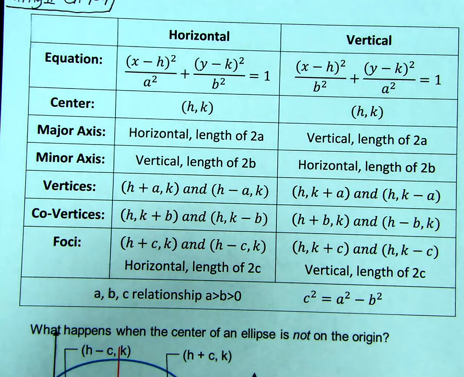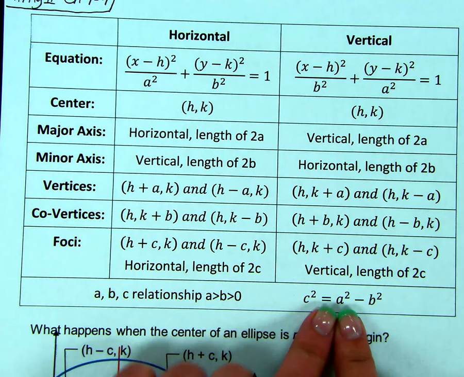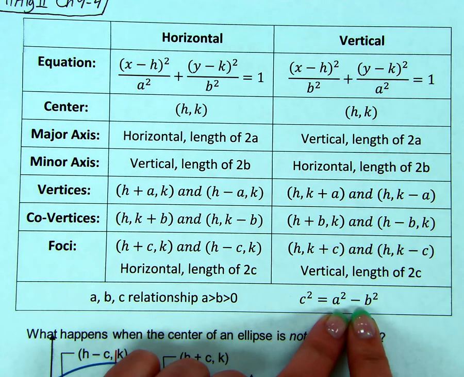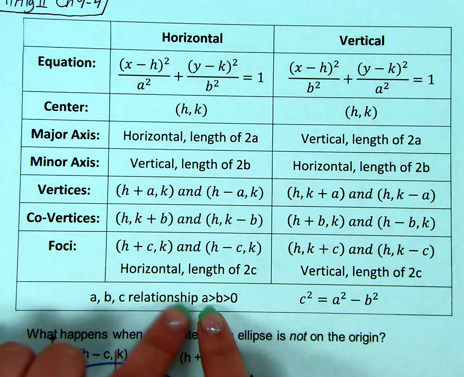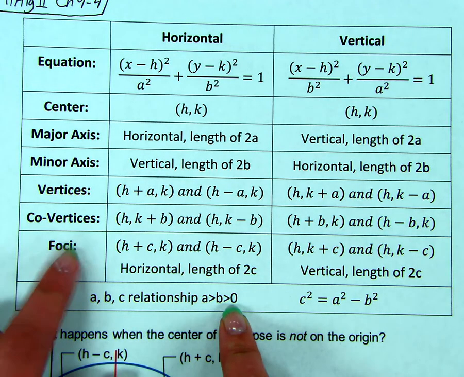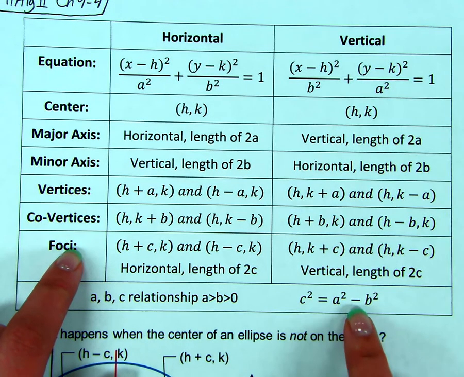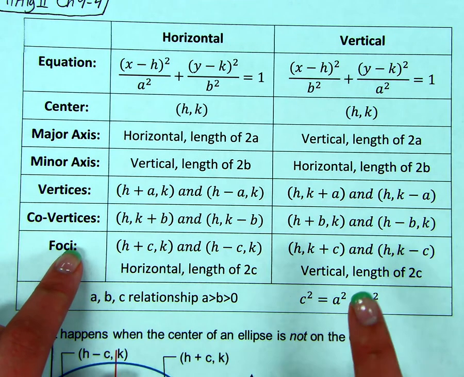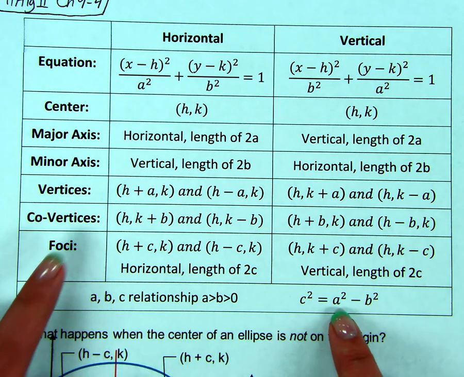The other important thing that we need to remember is this formula right here: c squared equals a squared minus b squared. This is telling us that a is always bigger than b, and it's always positive because we're talking about length. For the foci, when we're dealing with c, we want to use this equation to help us find c. Or if we know c and b, we can still use this equation to help us find a.